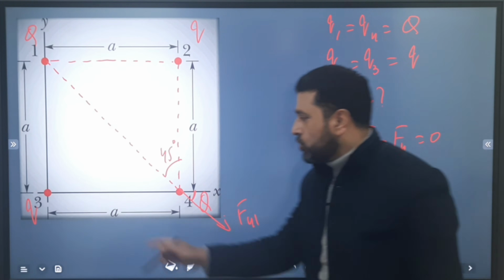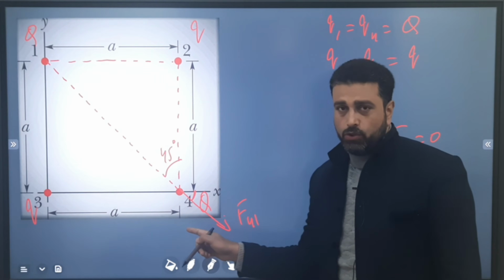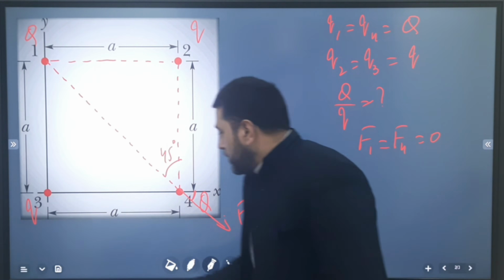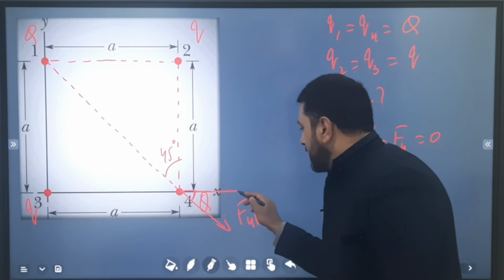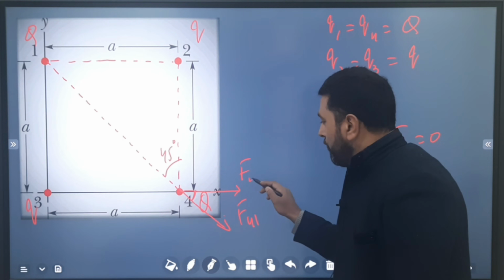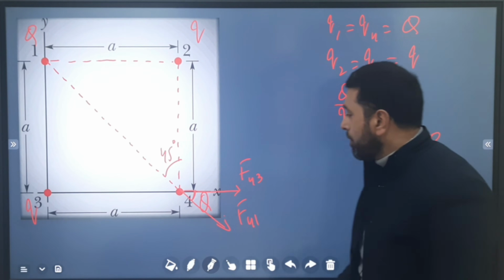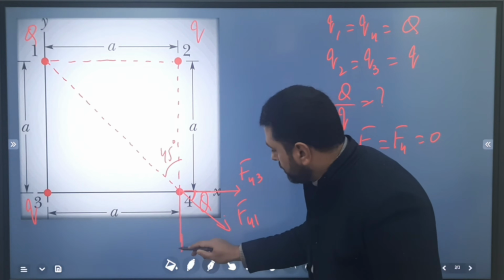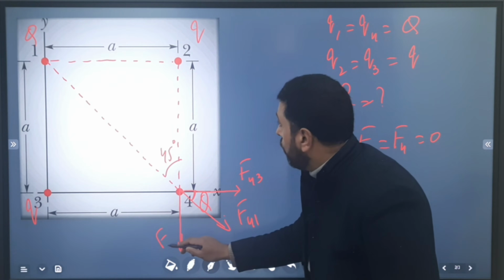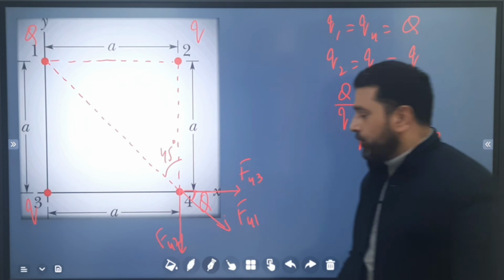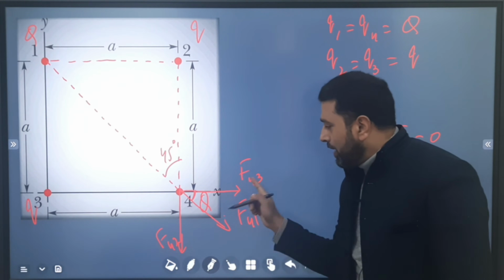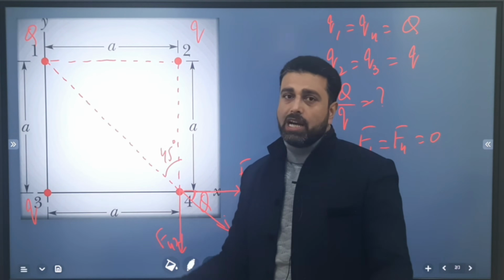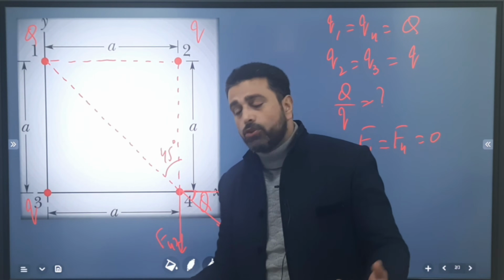Now, if small q is like capital Q, then force due to 3 on 4 will be a repulsive force, and that will be in this direction. F43, force on 4 due to 3. And force on 4 due to 2 will be in this direction. F42, force on 4 from 2. Now these two forces must be equal in magnitude, because charge is same, distances are same, so force magnitudes must be same.